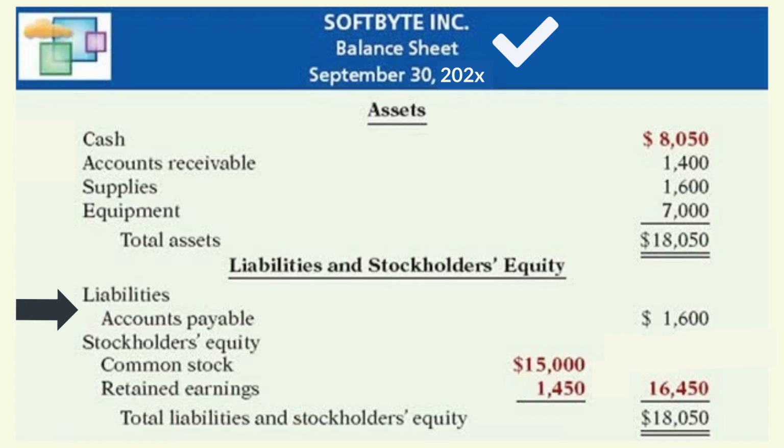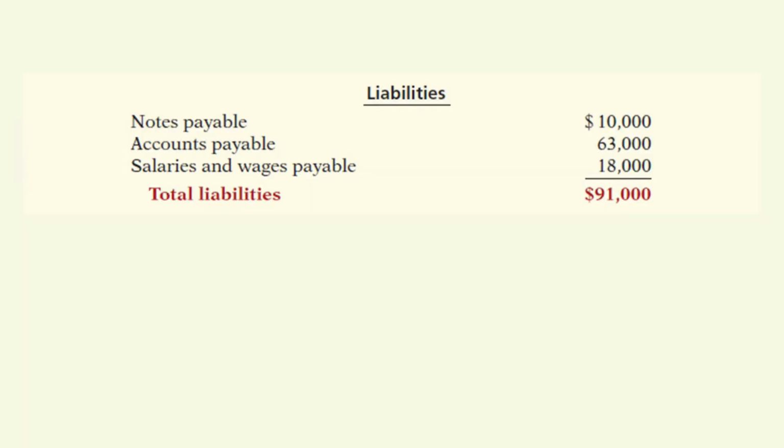In this example, there is only one liability, accounts payable. In most cases, there will be more than one liability. When two or more liabilities are involved, list notes payable, followed by accounts payable, and the remainder of the liabilities in order of magnitude.